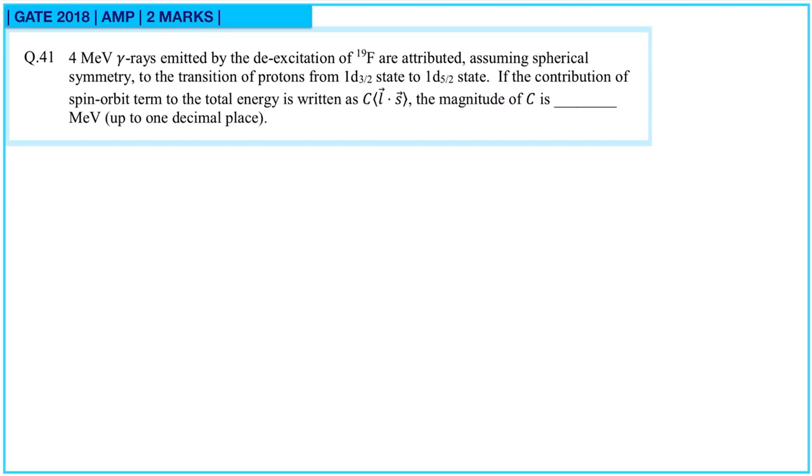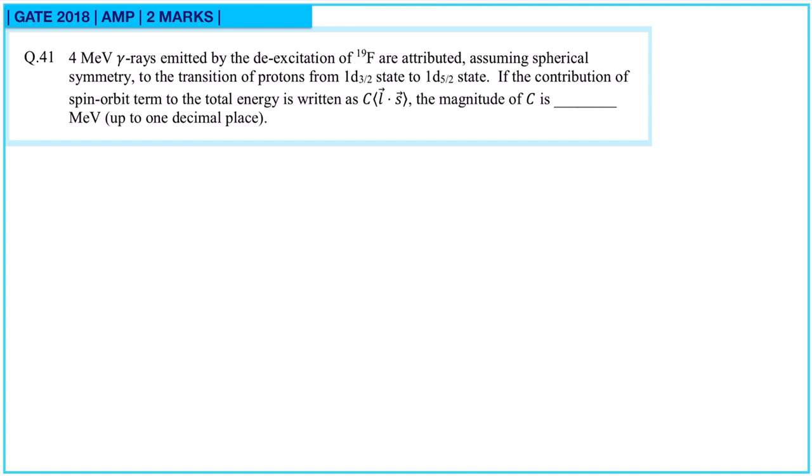Next question. 4 mega-electron volt gamma rays emitted by the de-excitation of 19F are attributed, assuming spherical symmetry, to the transitions of protons from 1d 3 by 2 state to 1d 5 by 2 state. If the contribution of spin orbit term to the total energy is written as C into L dot S, the magnitude of C is. Now here it is given that we have two cases here, 1d 3 by 2 and 1d 5 by 2.